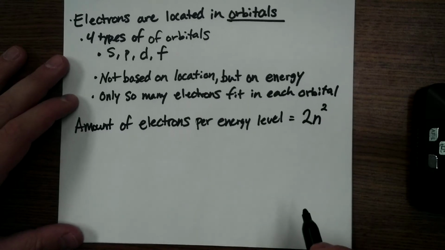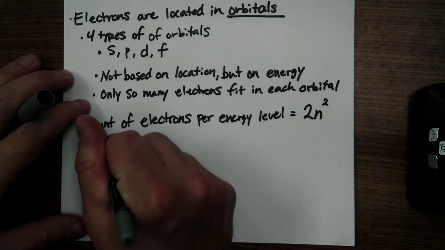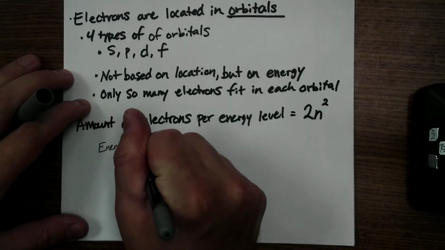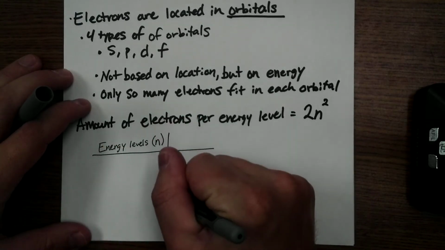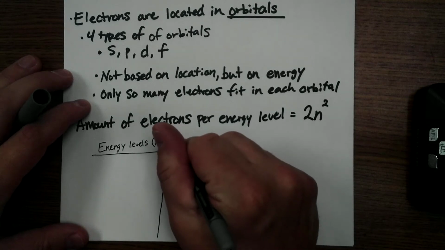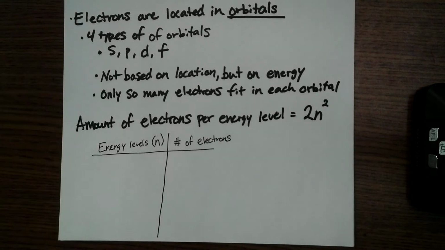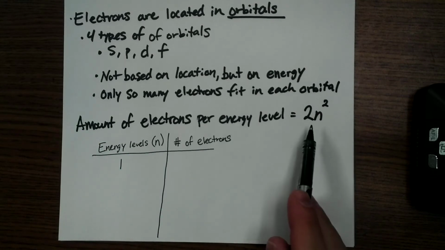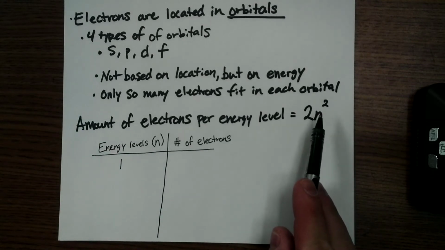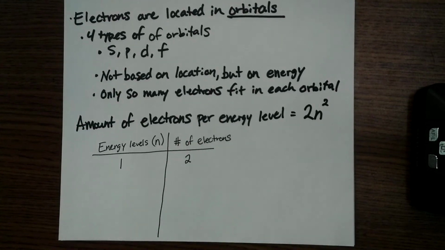All right, so what we're going to do is we're going to make ourselves a little t-chart, and like I said, you're going to need some space here. So if we have the energy levels, that's going to be represented by n. We'll make our t-chart, and this side is going to have the number of electrons. Okay, so in our first energy level, following the formula, if we put a 1 in here, 1 squared is 1 times 2 is 2 electrons in the first energy level.